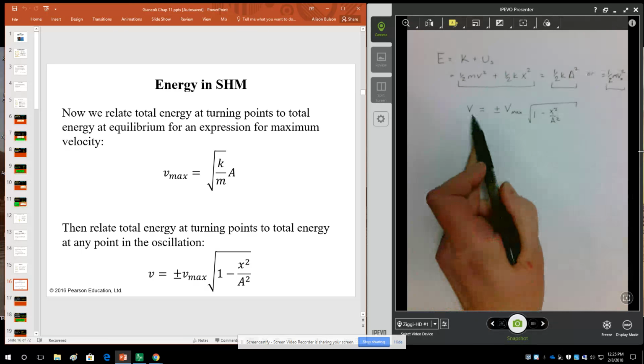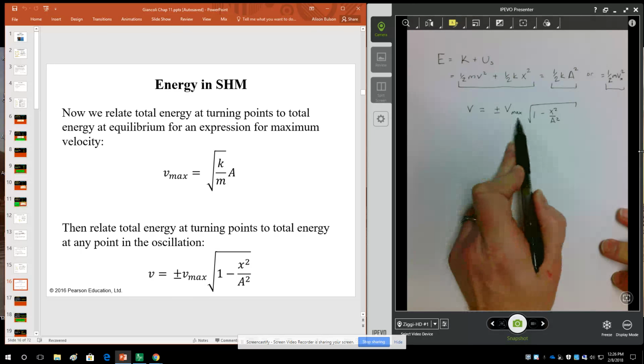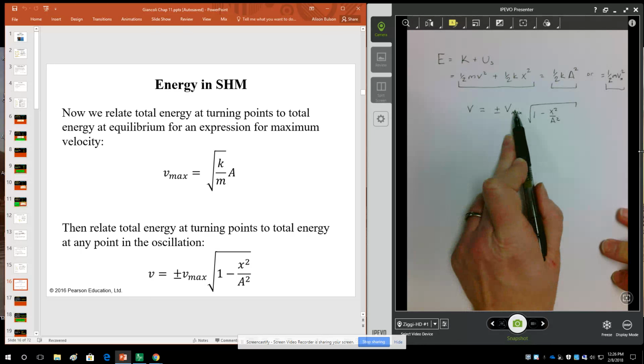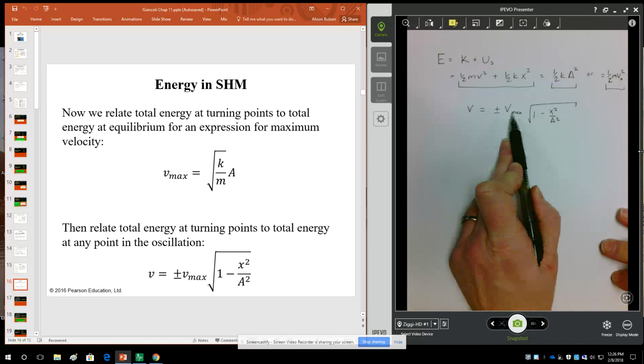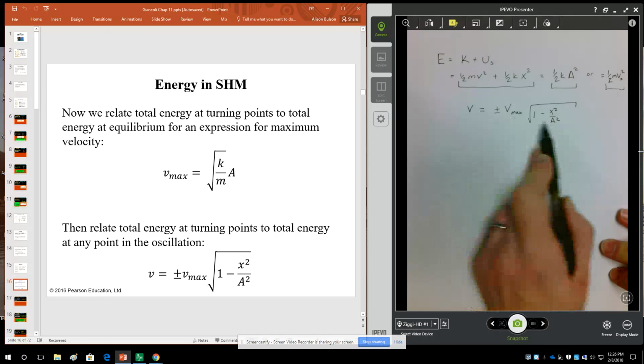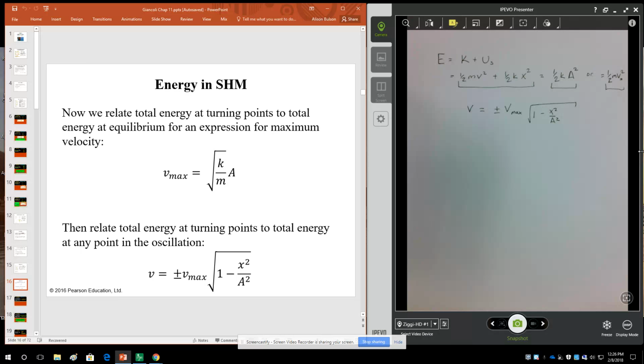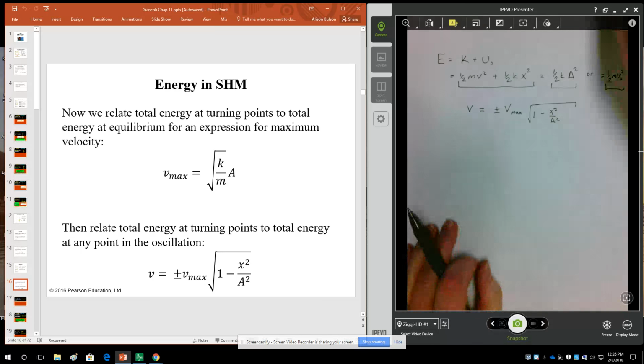So we have velocity at any point equal to the sort of limit is either maximum to the right or maximum to the left, which occurs at x equals A, but it's less than that whenever x is anything less than A. This is a very useful equation for finding the velocity at any point in the oscillation cycle.